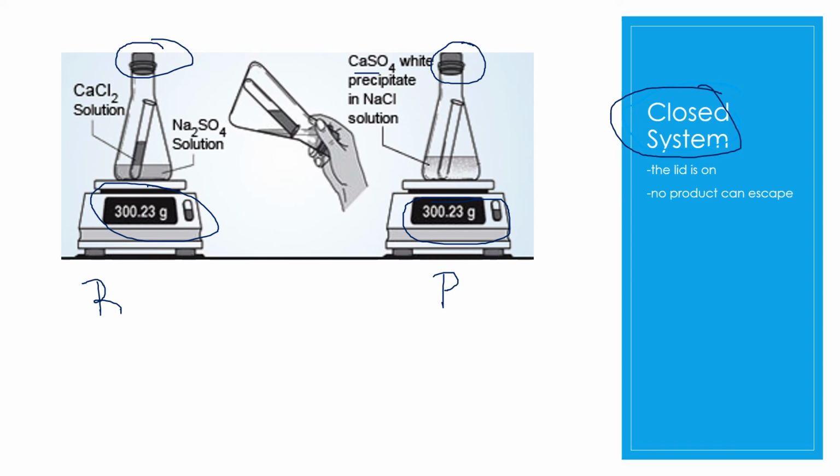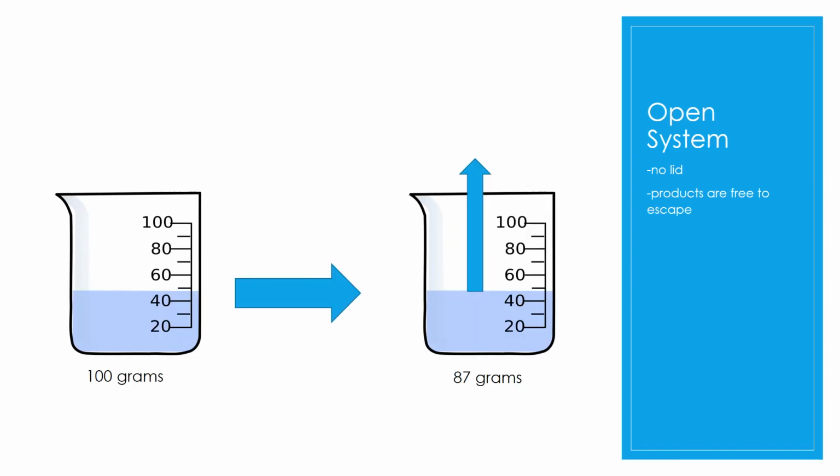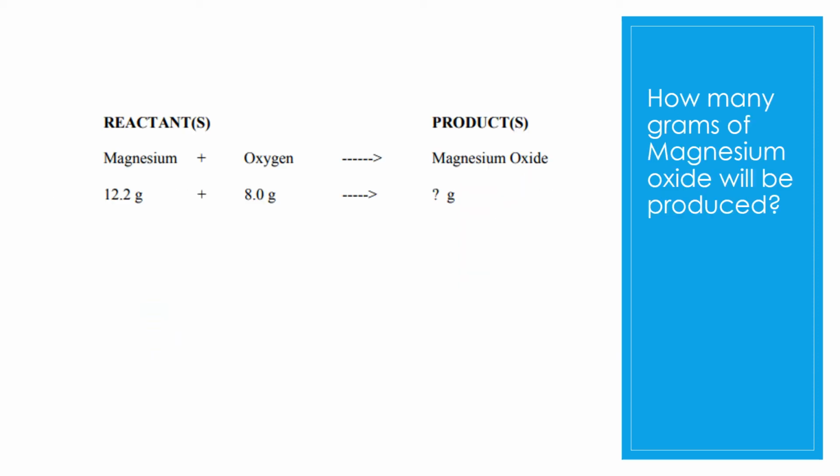If I didn't have a lid on a reaction, and I had, for example, 100 grams of reactants, mix them up, you would notice a decrease in mass. A decrease in mass would tell me that I probably have an open system. So there's no lid, and products are free to move around and escape. I can't easily measure things that have escaped, like gases that go into the atmosphere. So that wouldn't be an indication of the law of conservation of mass. I'd have to somehow collect them.